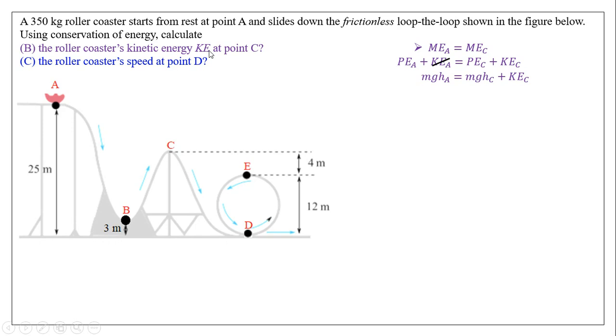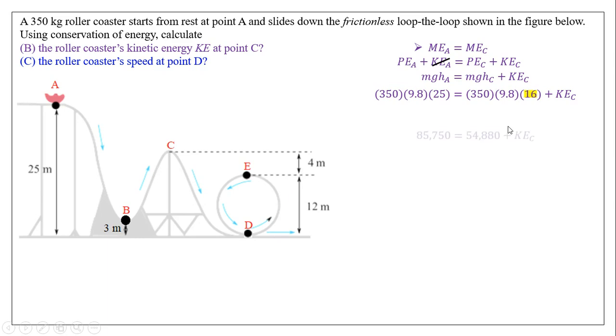So I'm going to keep KE as is. I'm not going to break it up into 1/2 mv squared. All right. Other than that, plug and chug time. M is 350, G is 9.8, HA is 25, and then HC here, I highlighted, is 16. So make sure you measure correctly. From ground all the way to point C is 12 plus 4, which is 16.